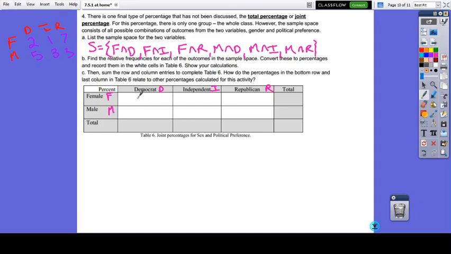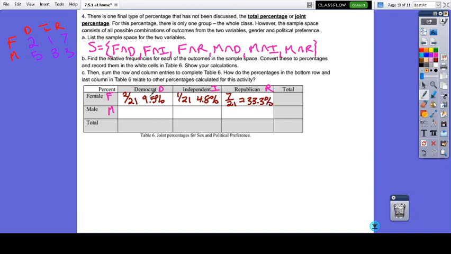Here, if I'm looking at this one, we're saying how many are female and Democrat. That's going to be 2 out of the total of 21. Now, these are total percentages or joint percentages, so they're out of the entire thing. That's going to come out to about 9.5%. For the female and independent, we only have 1. 1 out of 21 is going to come out to about 4.8%. Republicans and female, we have 7 out of 21. That's going to come out to about 33.3%. Actually, it simplifies to 1/3.